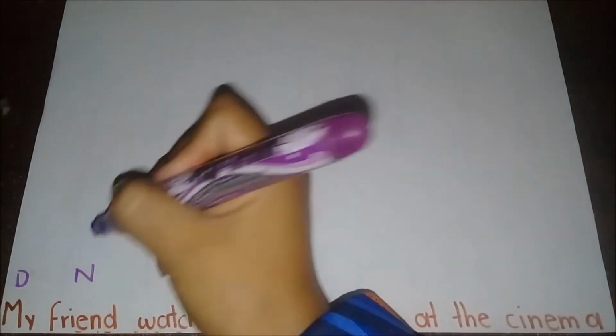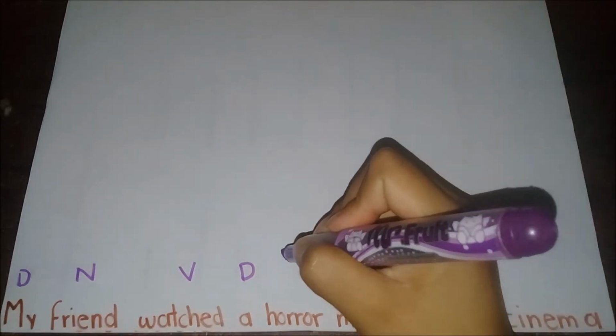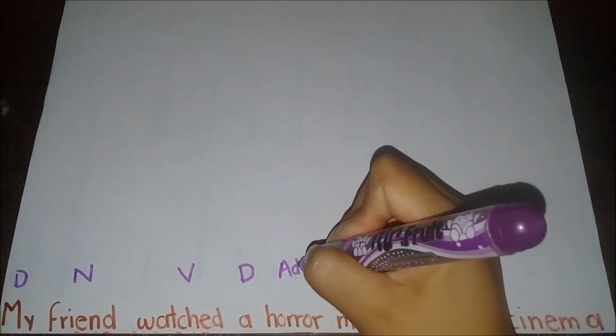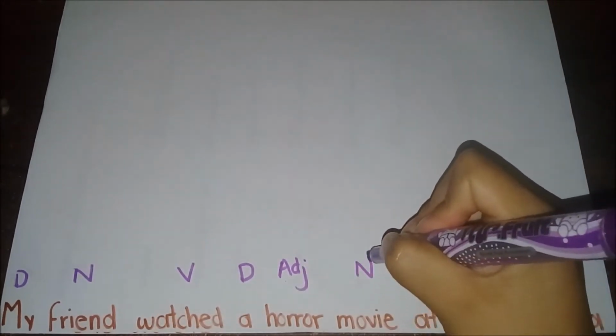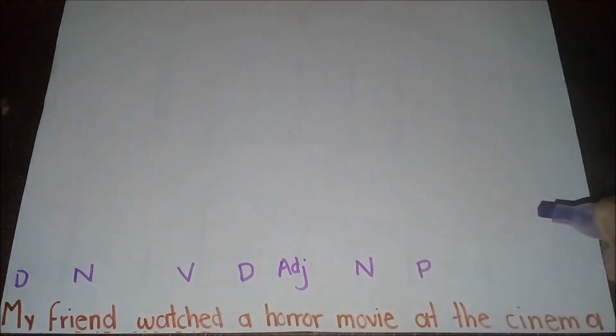Alright, I am going to draw a syntactic tree of the sentence "My friend watched a horror movie at the cinema." The first thing we have to do is to label the parts of speech, just like this. My is a determiner, friend is a noun, watch is a verb, a is a determiner, horror in this case is an adjective, movie is a noun, at is a preposition, the is a determiner, and cinema is a noun.